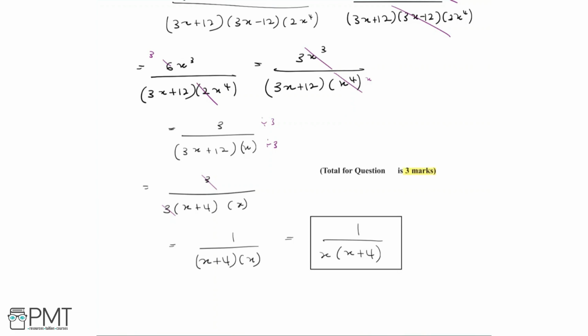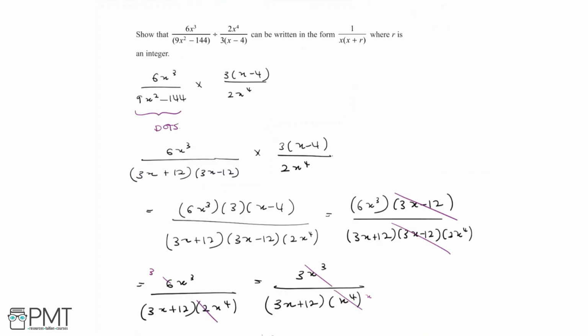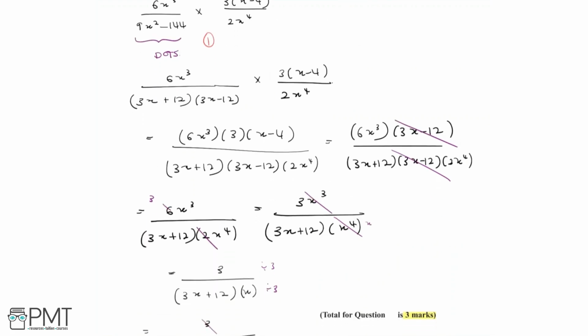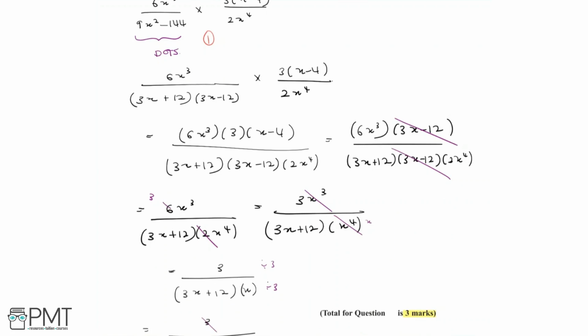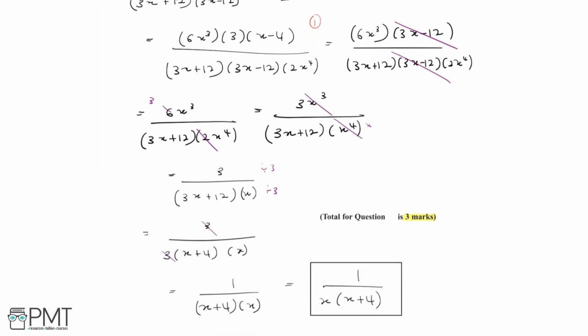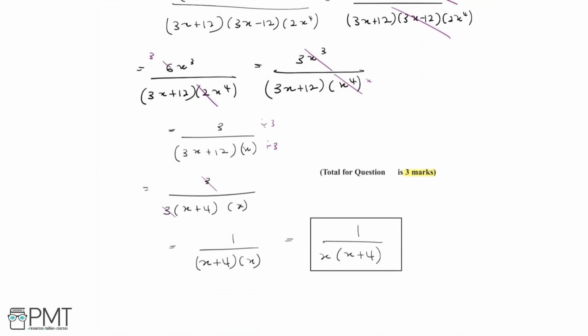Now this question is worth 3 marks. We get the first mark for inverting the fraction on the right hand side and changing the divide sign into a multiplication sign. We get the second mark for recognising the difference of two squares and for converting 9x squared minus 144 into 3x plus 12 multiplied by 3x minus 12. And we get a third mark for continuing to factorise and cancel out until we end up with the final answer of 1 over x multiplied by x plus 4, allowing us to get the full 3 marks needed in this question.